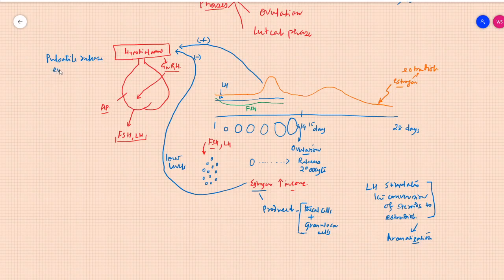Okay, so it is released every 2 hours. So it increases the GnRH, and that in turn increases FSH and LH.